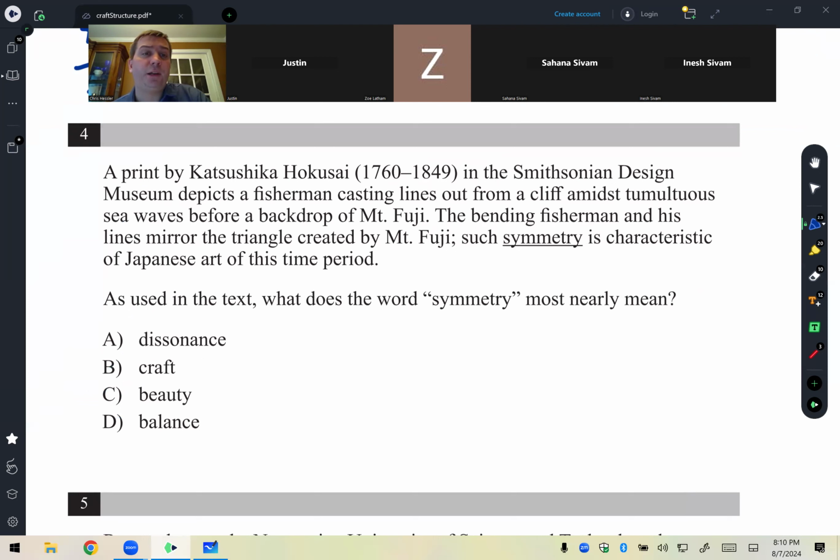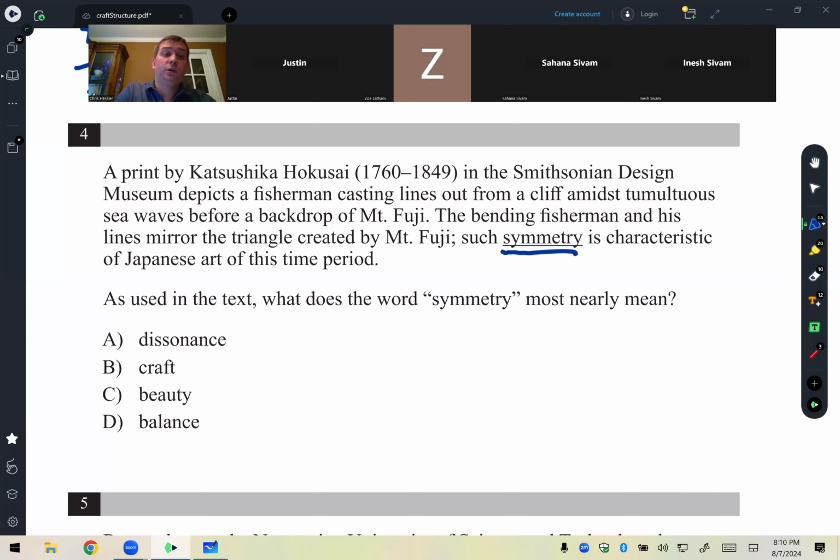A print by Katsushika Hokusai in the Smithsonian Design Museum depicts a fisherman casting lines out from a cliff amidst tumultuous sea waves before a backdrop of Mount Fuji. The bending fisherman and his lines mirror the triangle created by Mount Fuji. Such symmetry is characteristic of Japanese art of this time period.